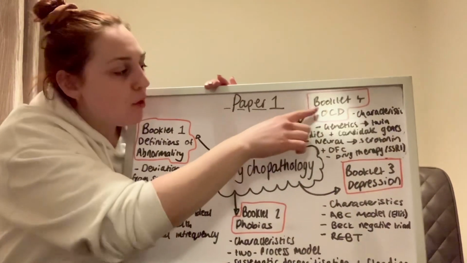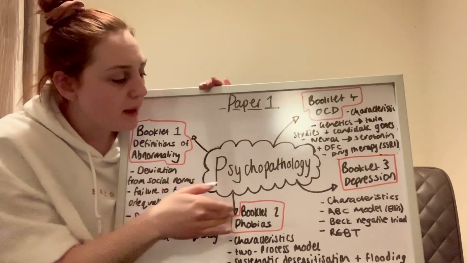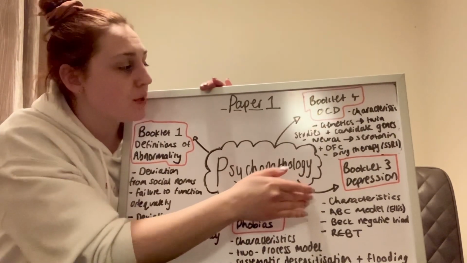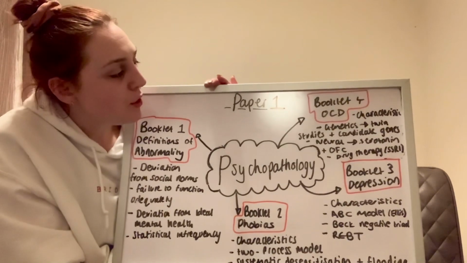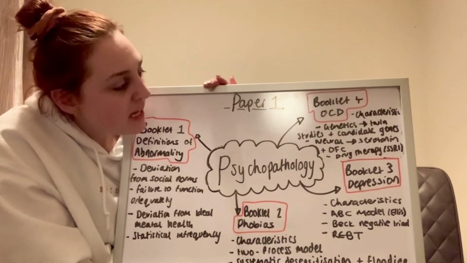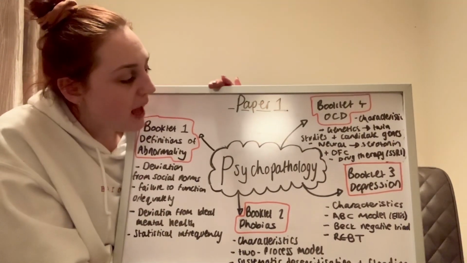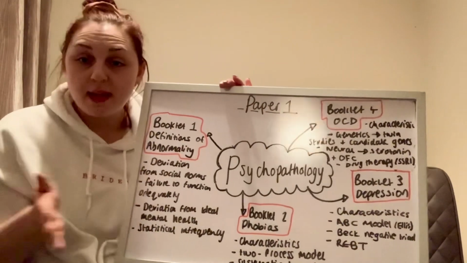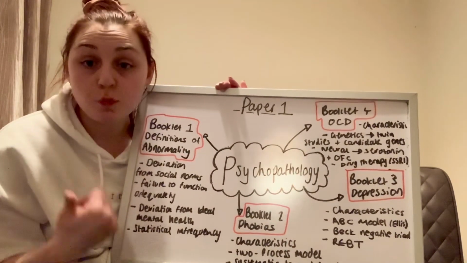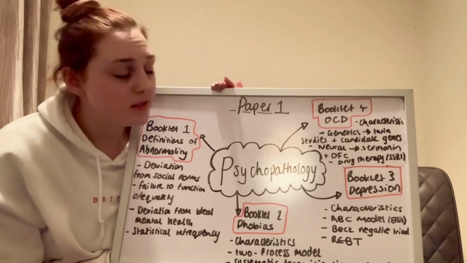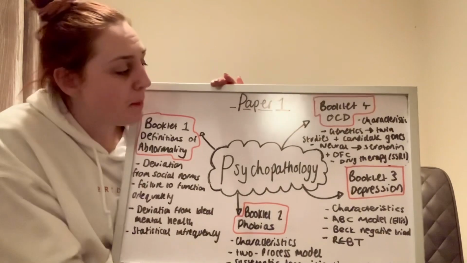And then finally, on to booklet 4 of OCD. So we've had the behavioural explanation of phobias, the cognitive explanation of depression. We're now using our knowledge of biology and the biological approach. So the biological approach to OCD, again, includes characteristics. For the explanation, it's broken down into 2 main segments. You've got the genetic explanation, which includes looking at twin studies and concordance rates, and also candidate genes, so like the SERT gene, for example.